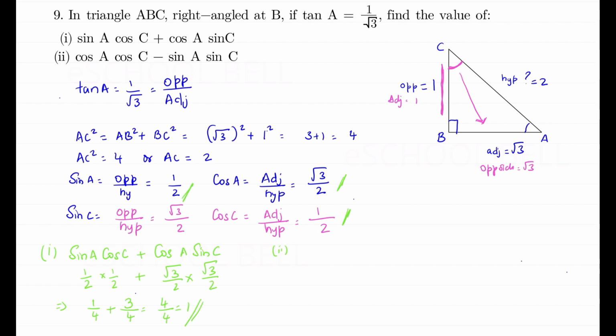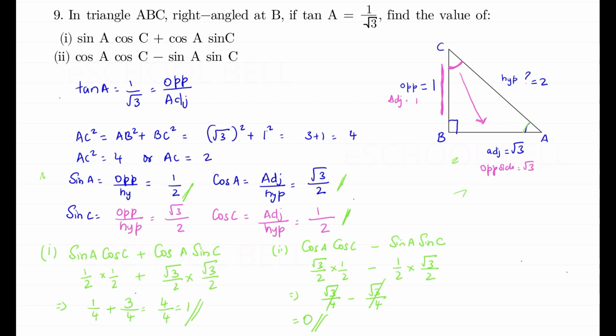Now let's see the second part of the question. Cos A cos C minus sin A sin C. Cos A is how much? Root 3 by 2. And cos C is 1 by 2. Minus sin A is 1 by 2 into sin C, root 3 by 2. So this will be equal to root 3 by 4 minus root 3 by 4. Both will get cancelled and the answer will be 0. Okay, solving is very simple.